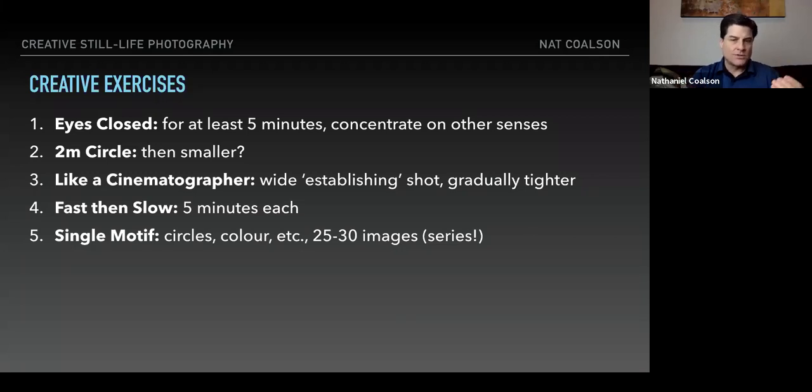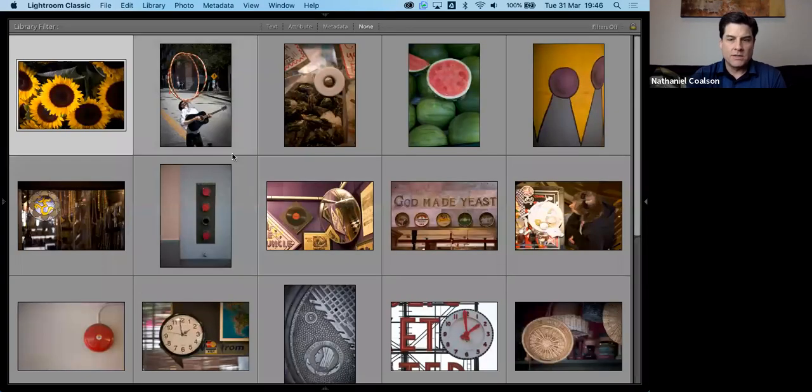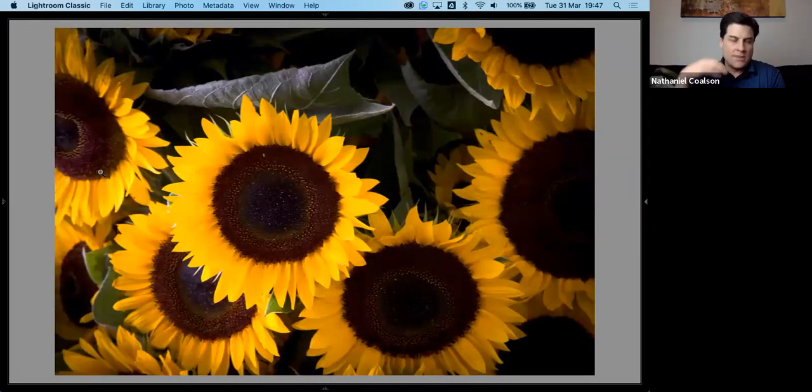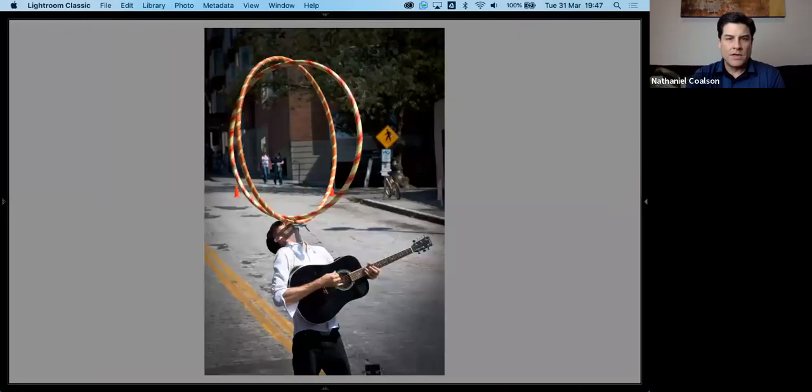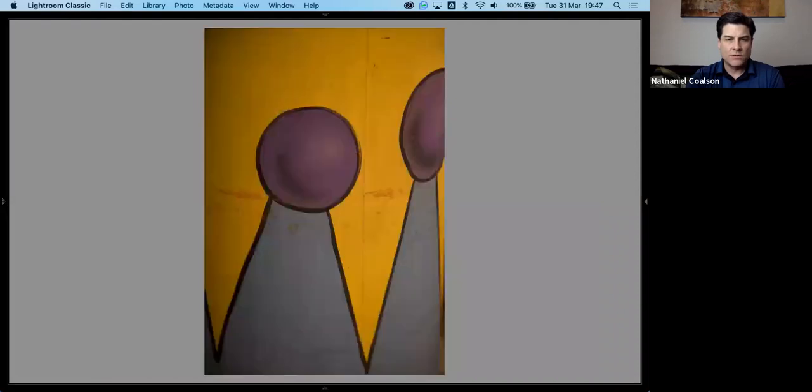It could be circles, it could be a color, it could be certain textures, or a conceptual thing as well. So here's a set of pictures that I made in Seattle using the theme of circles, right? Over a period of about 45 minutes or an hour, I thought, I'm just going to make a bunch of pictures of circles. And so I just went around and shot things that had circles.